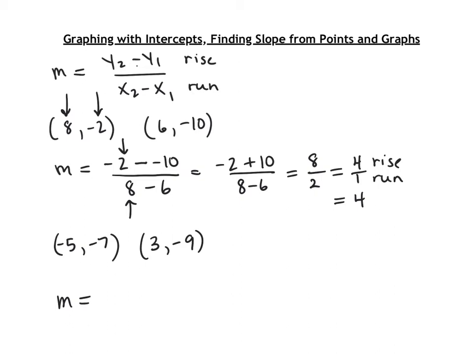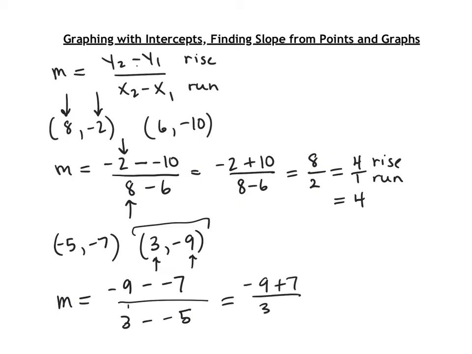And the order doesn't matter here, except if I start with this point above, and I pick the y, -9 minus -7, you must start with the same point below. Since I started with the -9 on top, I must start with the 3 below. 3 minus -5. Again, double negatives mean add. This is -9 plus 7, and this is 3 plus 5. That ends up being -2 over 8.